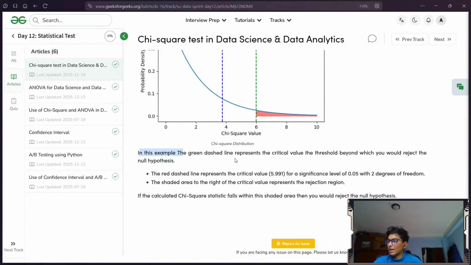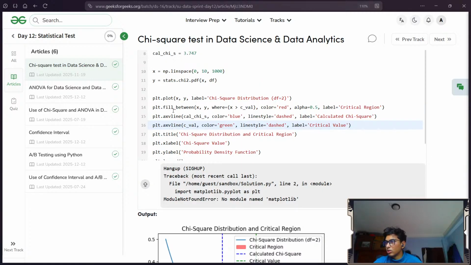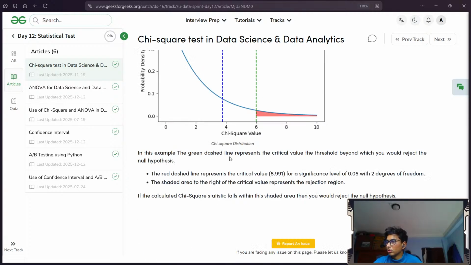In this example, the green dashed line represents the critical value, beyond which you would reject the null hypothesis. Using axvline, then fill between, and the red plot. The red dash represents the degrees of freedom. The shaded area to the right of the critical value represents the rejection region. If the calculated value falls within the shaded area, you would reject the null hypothesis.